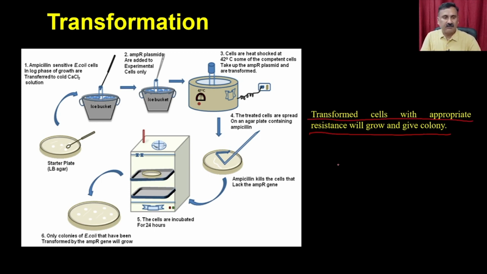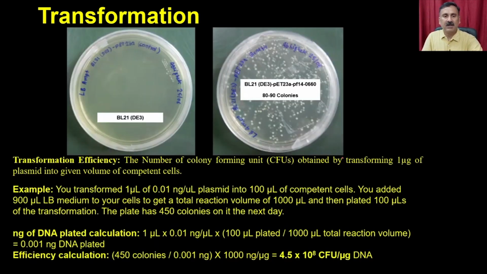Once you are done with the transformations, how will the bacterial plates look? This is the untransformed or control plate, and this is your transformed plate. What you see here is that we have transformed a plasmid into the LB ampicillin, and if you count the number of colonies, it is 80 to 90 colonies that we got on this particular plate, whereas there is no colony on the control plate, which means the plate where we have not done any plating, it only contains the cells.